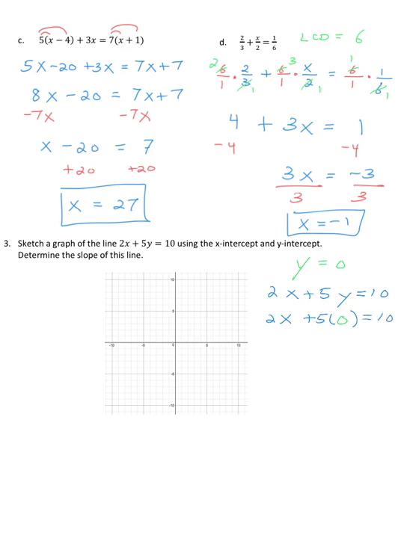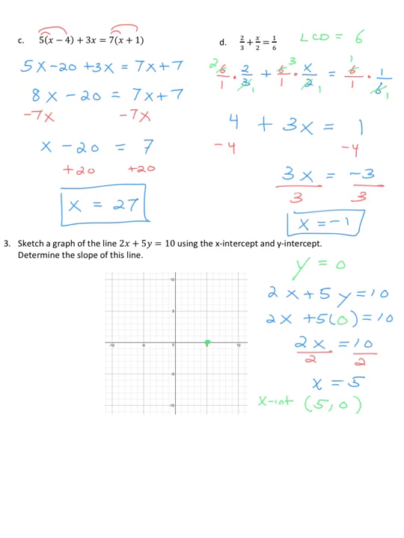And this will simplify the equation nicely to just 2x is equal to 10, making it very easy to solve for x by simply dividing both sides by 2. We get that x is equal to 5. And said another way, that's 5 for x and 0 for y. That is my x-intercept, which is right here.